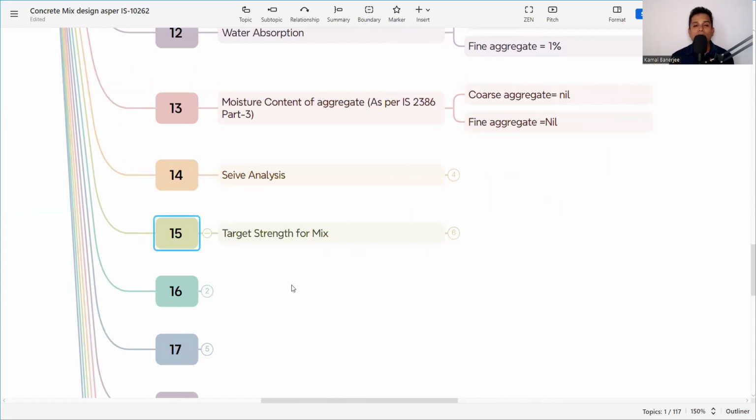Now, also the admixture, water, cement, that also you need to test as per the relevant IS code, and you need to confirm that all the raw material we are using is as per the code, and matches what is written in the code, and we can use it for the concrete mix design.